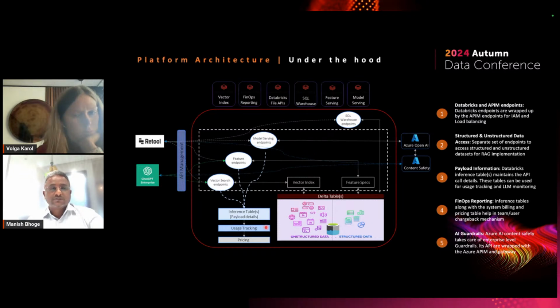So when the requests and responses are coming from Retool or ChatGPT Enterprise through API management, all the data as well as the tokens being used through these endpoints get captured, and we are able to precisely find out how much usage there is by a specific team, right? Whether it's structured data or unstructured data, because we are covered with all these endpoints in the inference table.